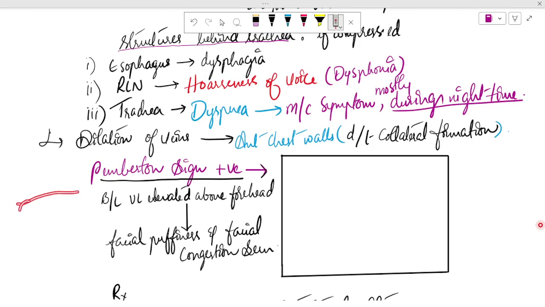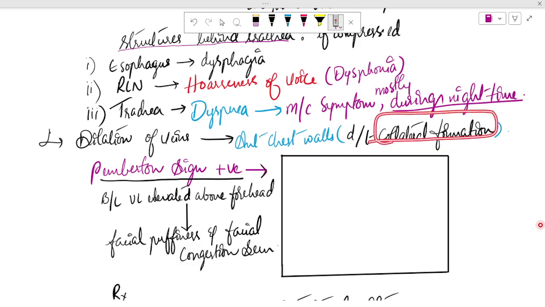Now, with all this, on the anterior chest wall of the patient there will be some dilation of veins. The veins appear dilated or engorged on the anterior chest wall of the patient. That condition occurs due to formation of collaterals.